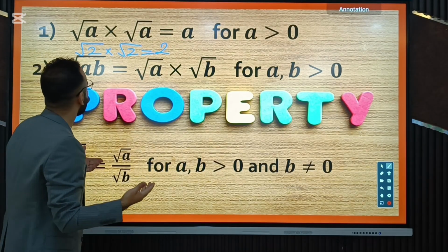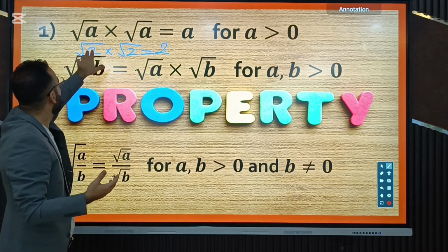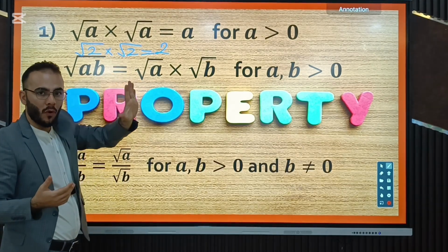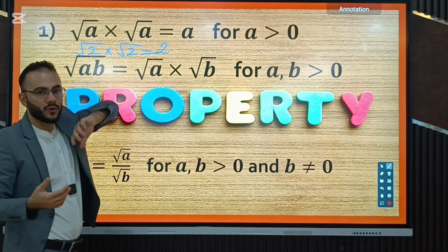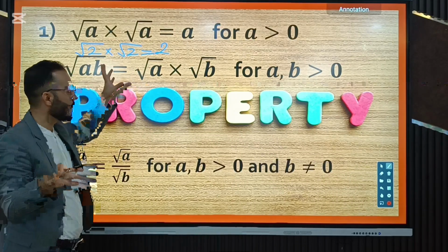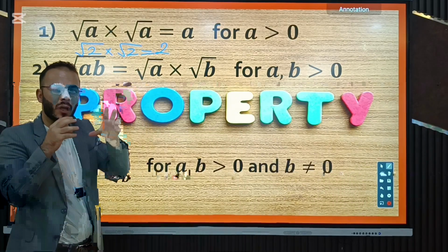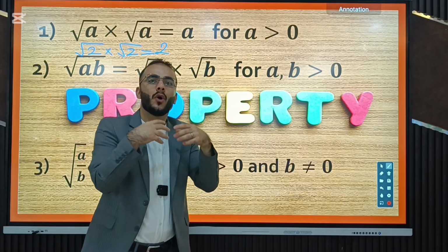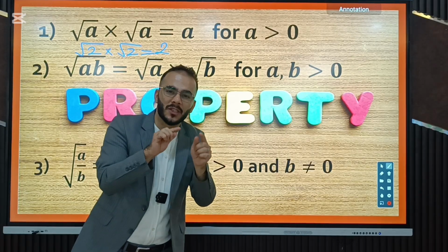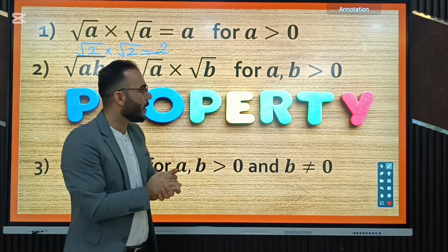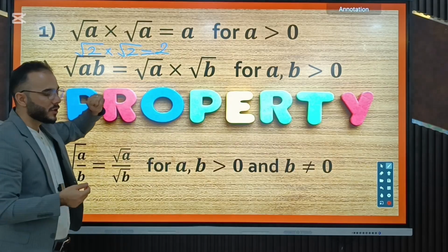As a reason, we can say why this happens: 2 times 2 is 4, and the square root of 4 is equal to 2. But simply, according to this property, the square root of any number times the square root of the same number gives just the number without the square root. Okay. How about the square root of a product?